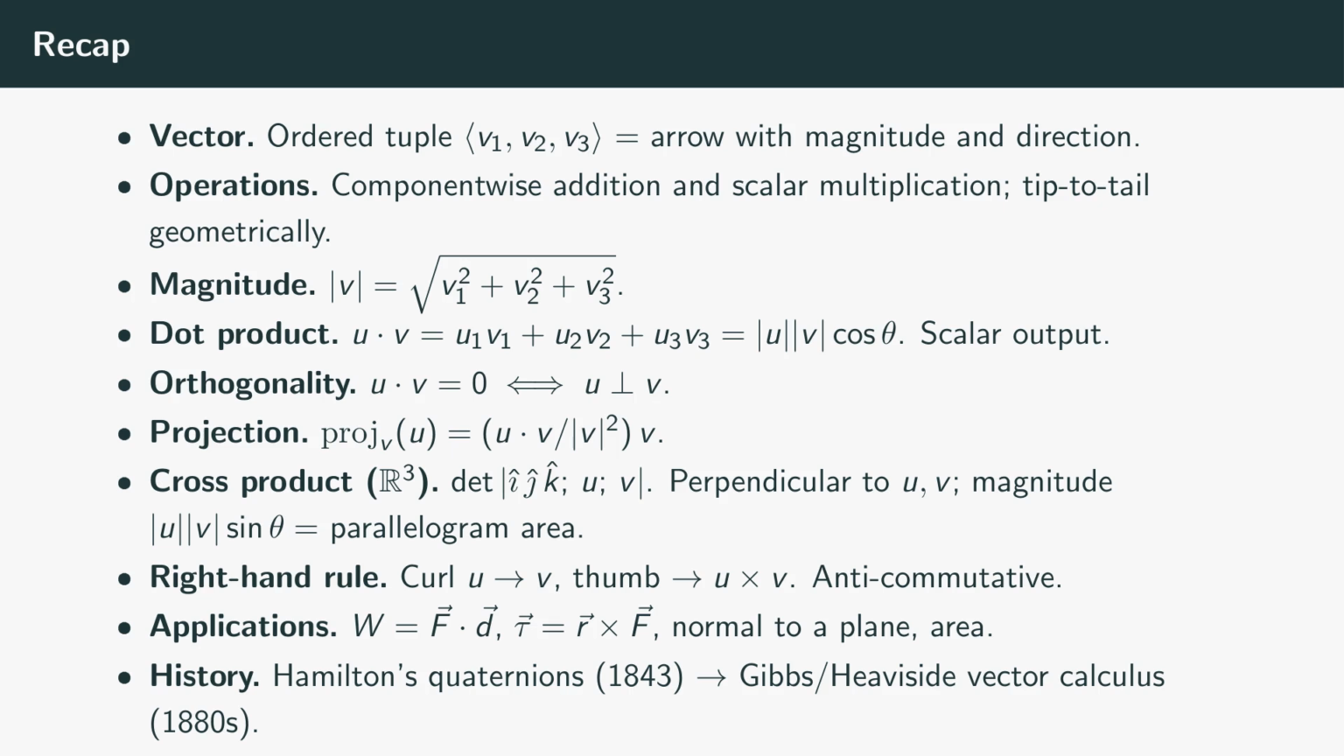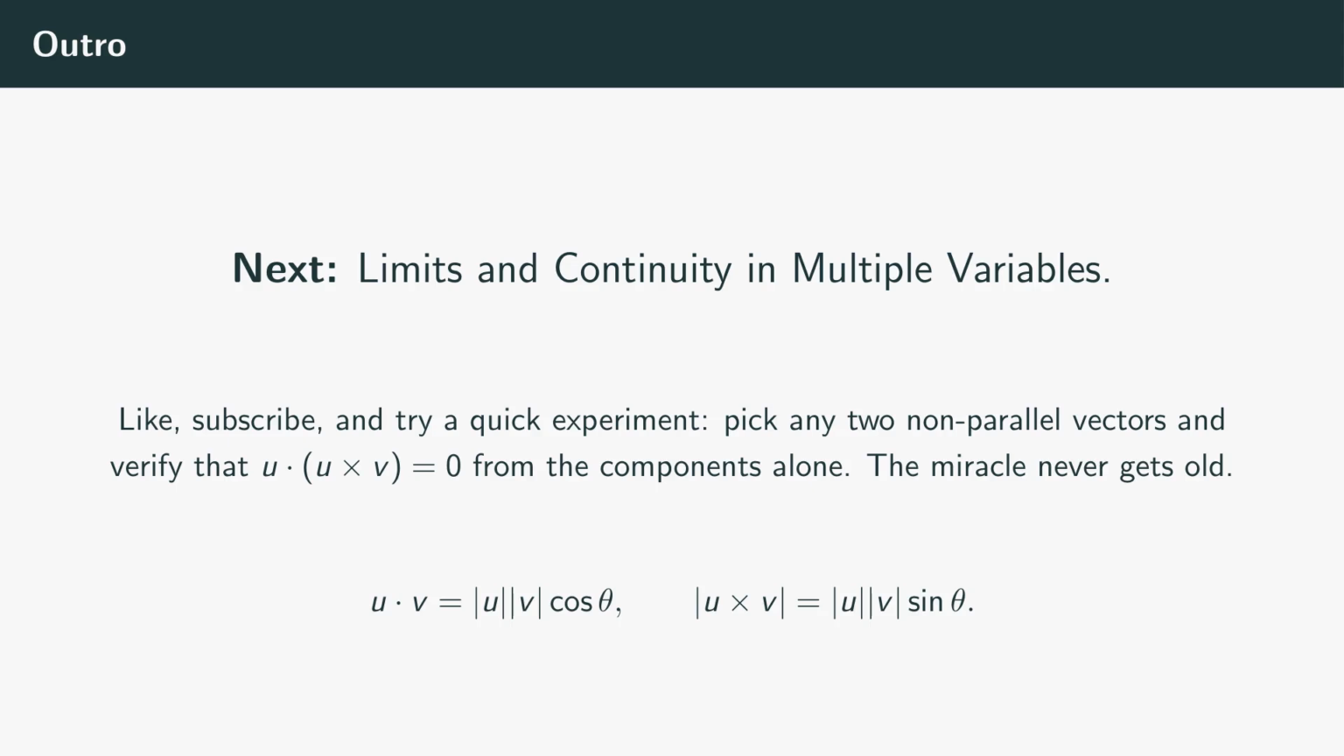Next episode, the limit gets reimagined in n-dimensional space, where approaching from infinitely many directions changes everything. That's the algebra of arrows. Vectors are ordered tuples, and they are arrows. They add componentwise and tip to tail. They have magnitudes via Pythagoras. They combine into a scalar via the dot product that knows the angle, and into a vector via the cross product that knows the area and orientation of the parallelogram they span. Two products, two faces of 3D geometry.